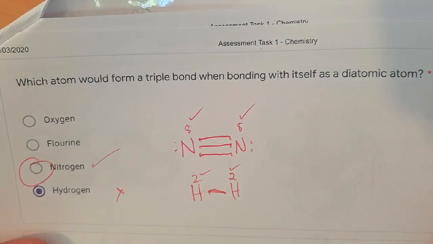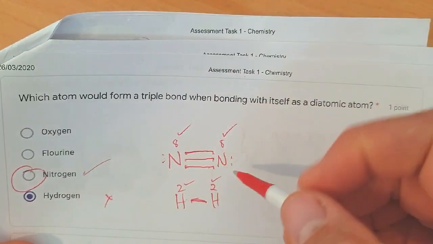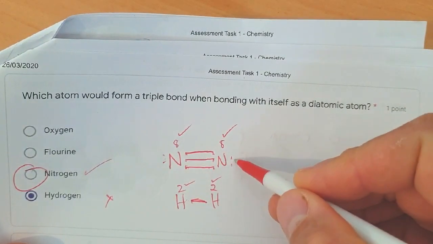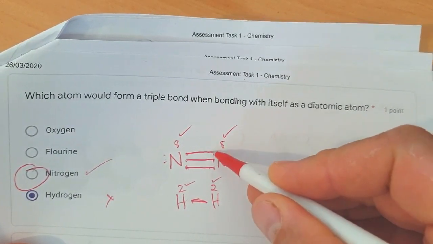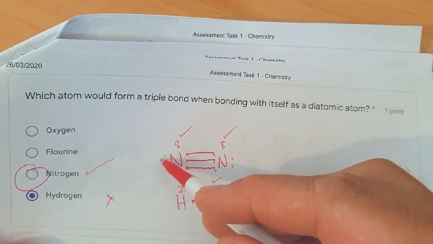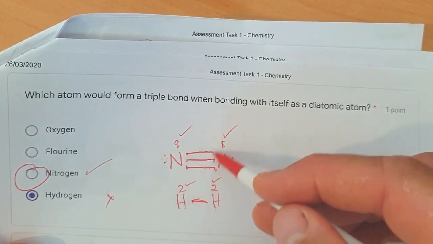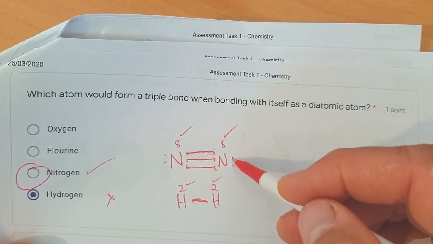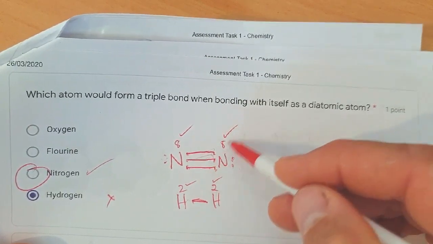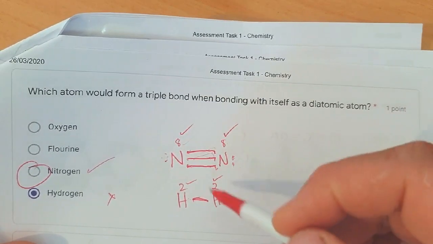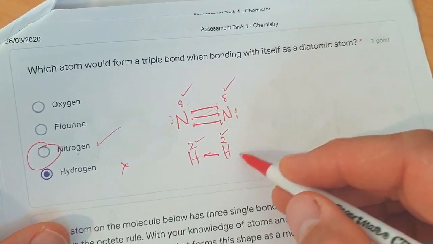Which atom would form a triple bond? Again, draw it out and just test it out. So nitrogen with the electron pair, 1, 2, 3, 4, 5 in total, with 3 triple bonds will make that 2, 4, 6, 8. 2, 4, 6, 8. Okay, so nitrogen's the answer. There can't be hydrogen.